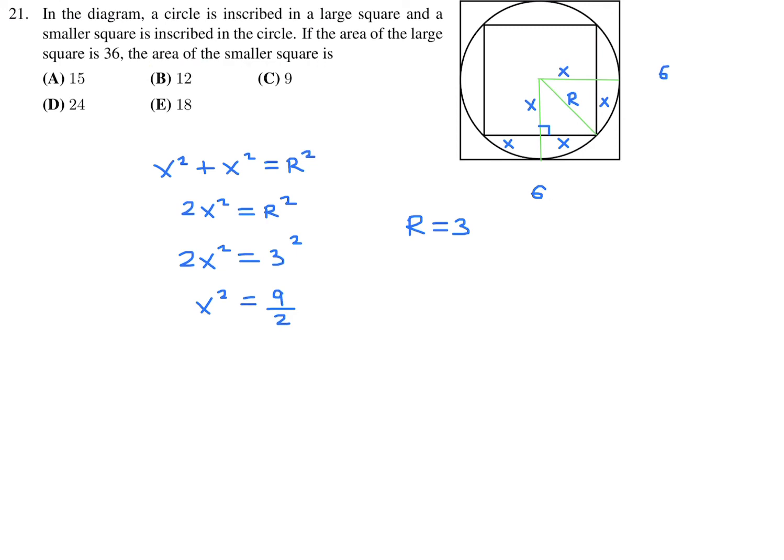All right, well the smaller square, its side length is 2x. So its area will be 2x all squared. So that's 4x squared. So 4 times x squared, and x squared we just figured out was 9 over 2. And there you go. So that would be what? 2 times 9, 18. So number 21, the answer is E.